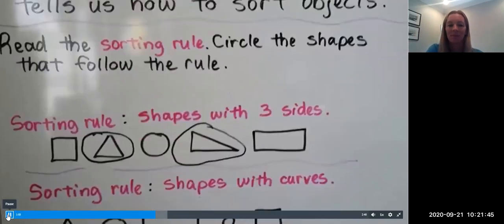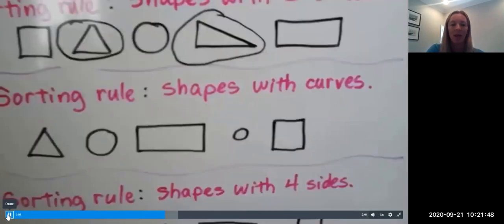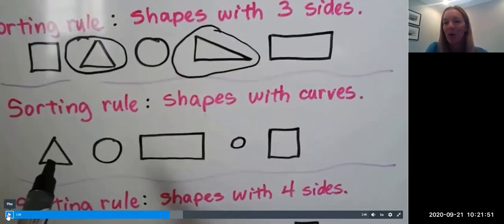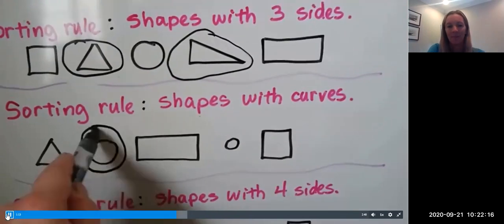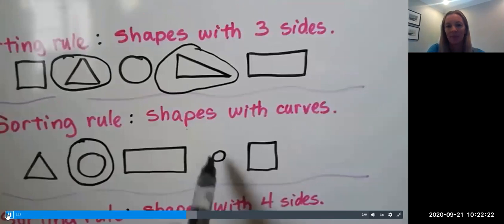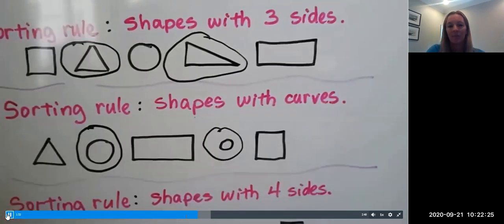This sorting rule says shapes with curves. Well, a triangle doesn't, so can you find the shapes that have the curves? Go ahead, raise your hand. Okay, absolutely. Again, that second shape, it is a circle. There are no straight lines in it. And again, the fourth shape, it's just a smaller circle, but no straight lines. So let's go ahead and see if we're right. A triangle doesn't have curves. A circle does, so we can circle that one. Rectangles don't have curves. This little circle has curves. And squares do not have curves. They have vertices and corners, don't they?